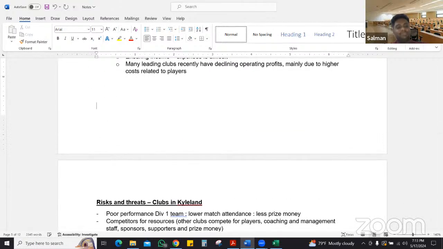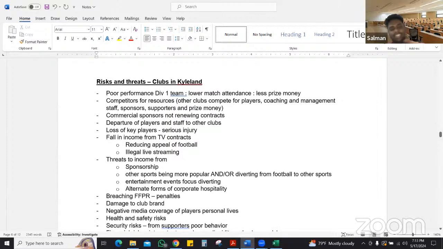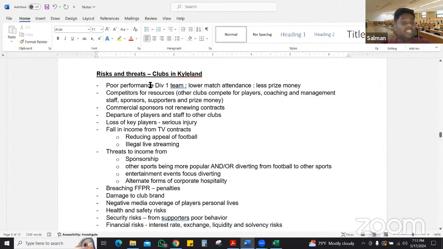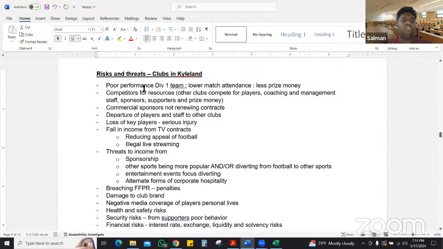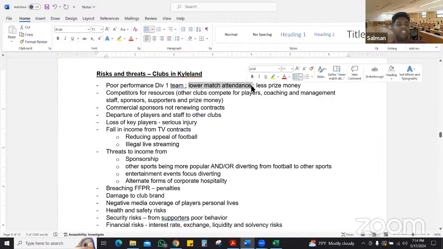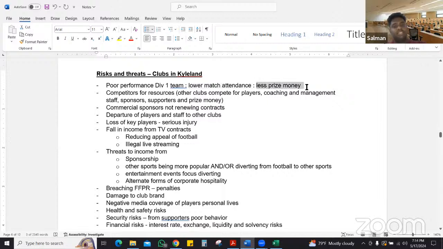Risks and threats. So those are the income and expenses as well as the challenges. Now let's look at some of the risks and threats faced by clubs. Poor performance in Division 1 team. When their performance is poor, what happens? Fewer people attend the match. Fewer people attending the match means less ticket revenue and less prize money.